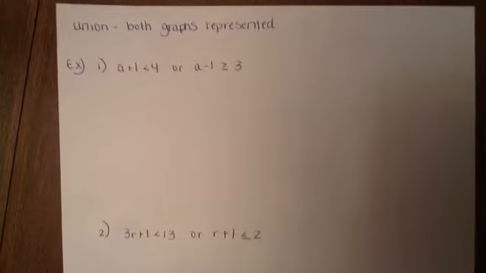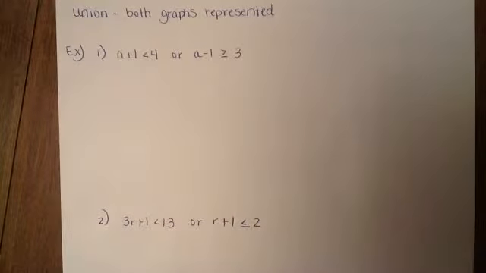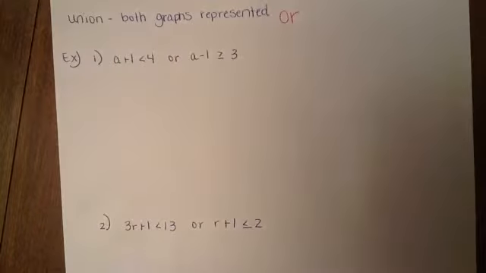The next type of graph we are going to look at is unions. And this means both graphs are represented. These are what we call OR inequalities. It can be this or that. Right? So it does not have to be where they overlap. Both will be included in all of them.